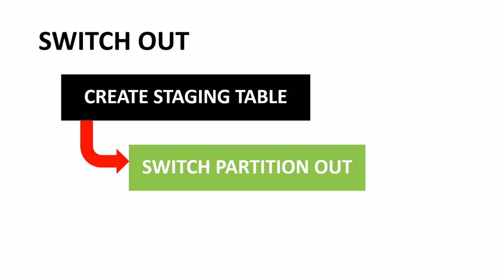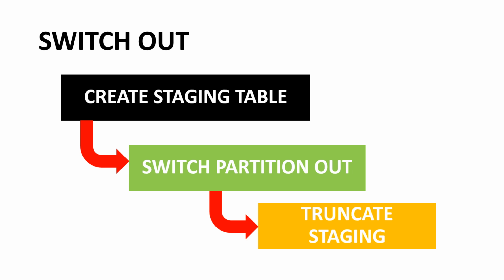Let's talk about switch. Switch, as I mentioned before, allows you to move data in and out of a partition table with metadata only. You would create a staging table, switch whatever partition from your source table you want switched out to the staging table, and then truncate the staging table. And voila, you have almost no logging. That doesn't matter if there's 50 billion rows or 50 rows. There's a little housekeeping that has to be done, but that's the general concept of switching data out.